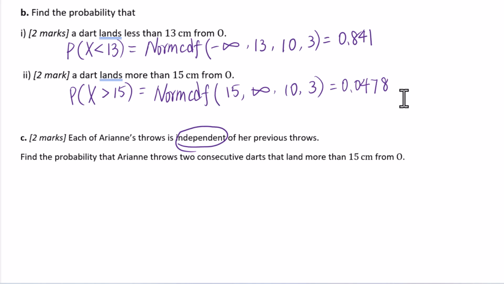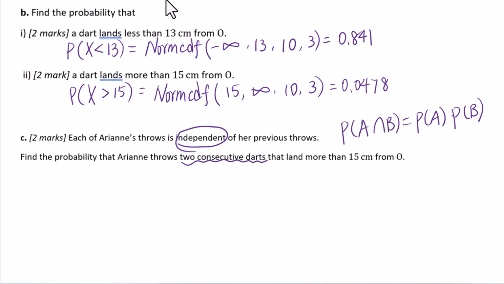C. Each of Ariane's throws is independent of her previous throws. Independent means the probability of A intersection B equals the probability of A times the probability of B. Find the probability that Ariane throws 2 consecutive darts that land more than 15 centimeters from O.